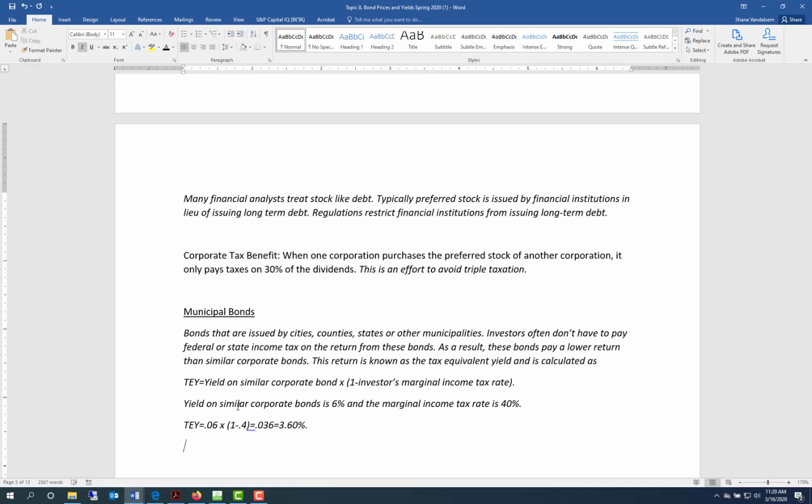On the other hand, if I'm not someone who pays a high marginal income tax rate, or I am an investor for an endowment fund or for a foundation and they don't pay taxes, then I don't want to invest in these municipal bonds, because I would be better off investing in the corporate bond, receiving the 6% and not paying taxes on that. Okay? Because if I'm an endowment fund, or a public foundation, I'm not going to pay the tax on that return. And so I wouldn't want to invest in a municipal bond.